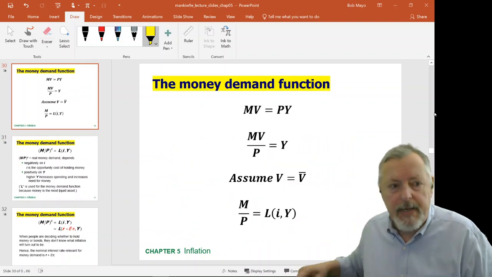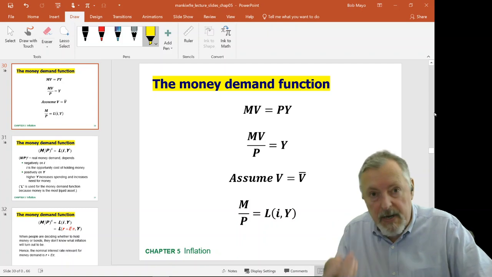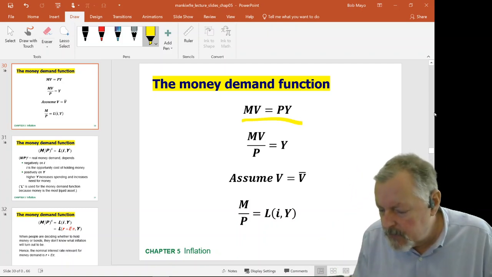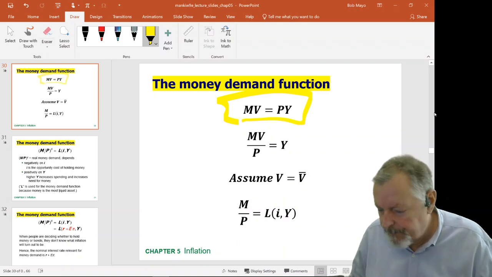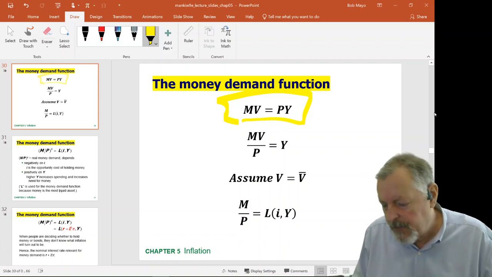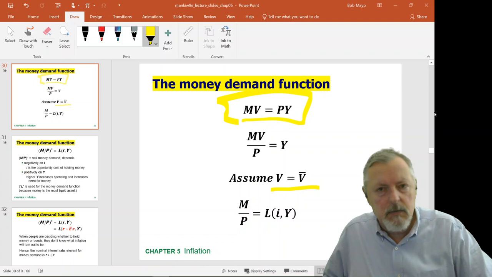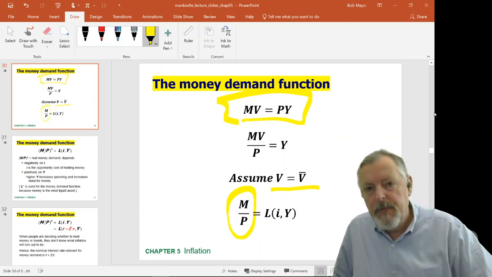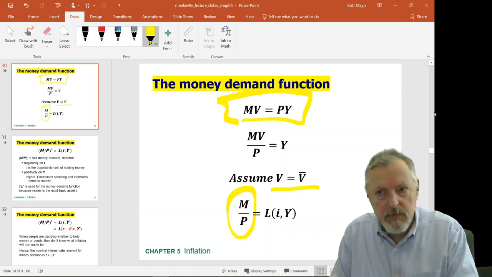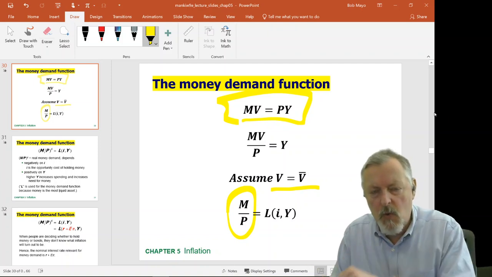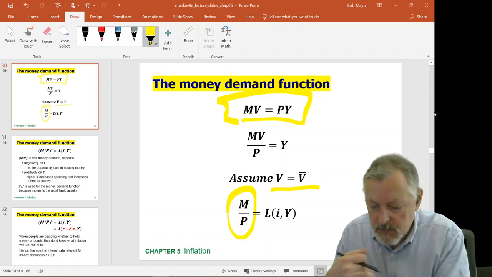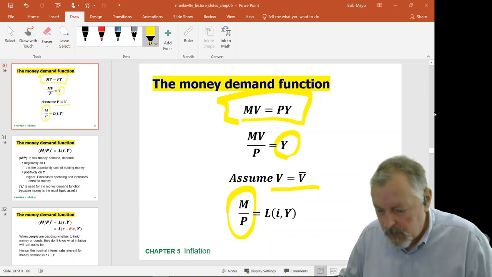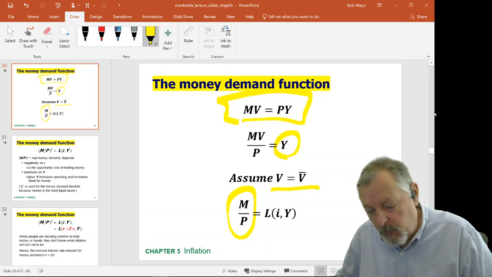The demand for money. What determines how much money you want to hold? Here is the fundamental equation. Little algebra. You assume the velocity here is constant, and that means that M over P, which is a real money balance, the cash necessary to purchase a quantity of wealth, regardless of prices, is going to be equal to output.